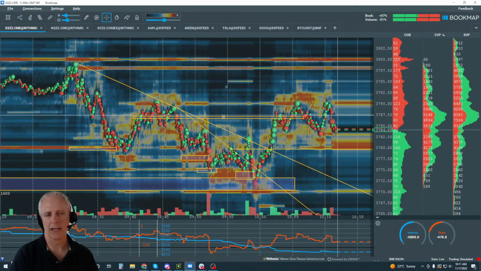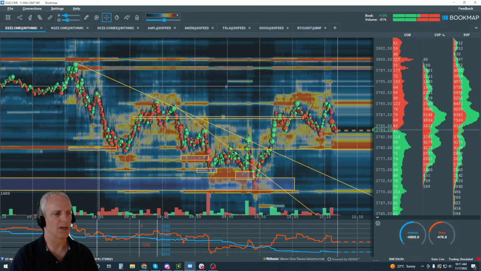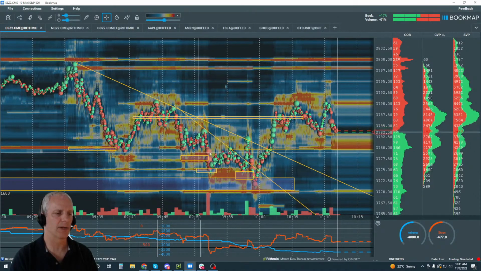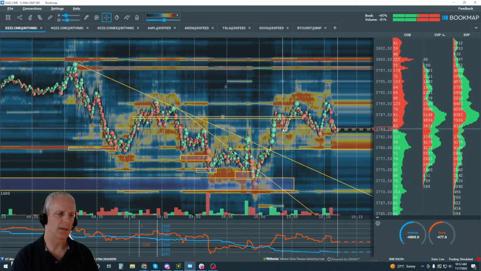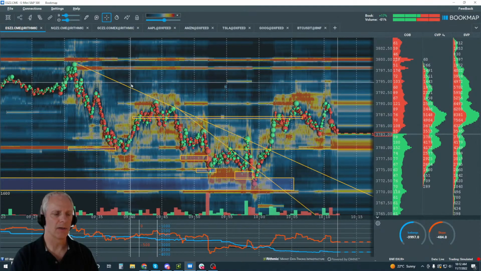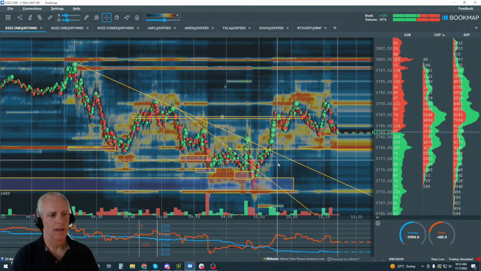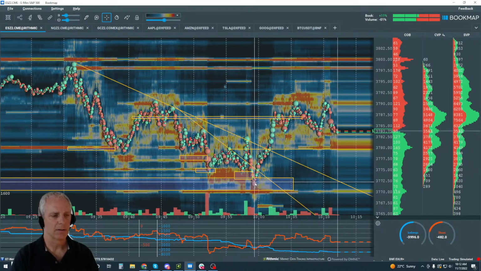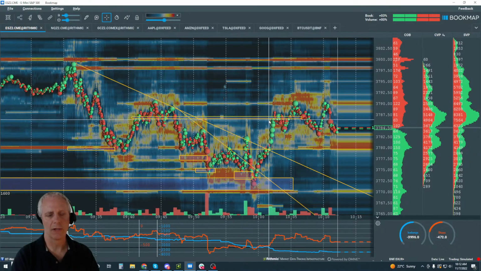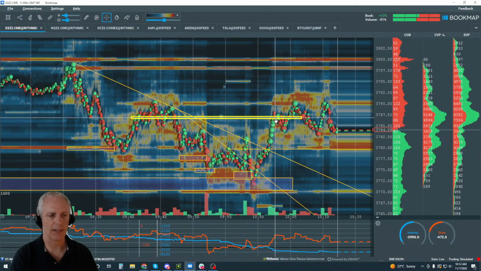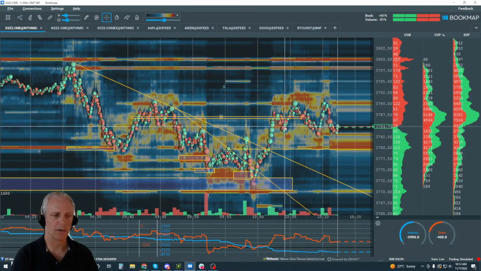The most traded level. Okay, so it's where most transactions are taking place, which is what it means. Okay, in auction market theory, it's very simple. It rejected down here, and it traded back into where it can trade, where more trades are taking place.